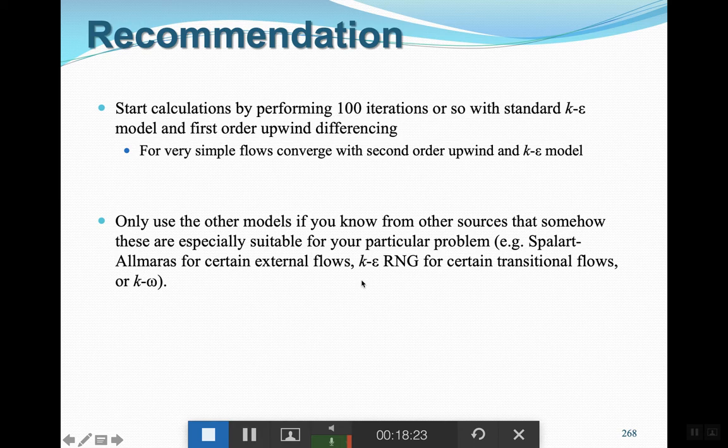So the recommendations are to start calculations by performing 100 iterations or so with the standard k epsilon model first, of course, and first order upwind. Then move on, then build up from that, perform more iterations using the result of the first set of iterations. So always and always go step by step.